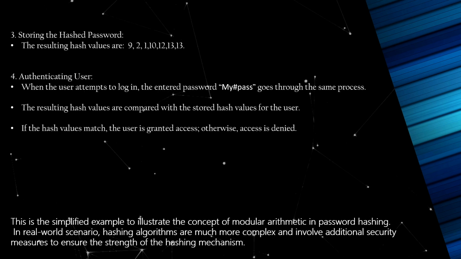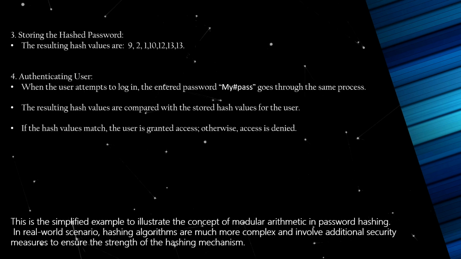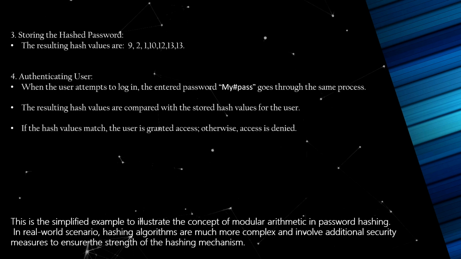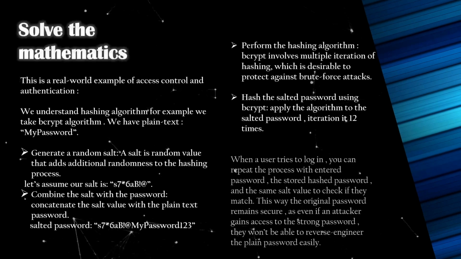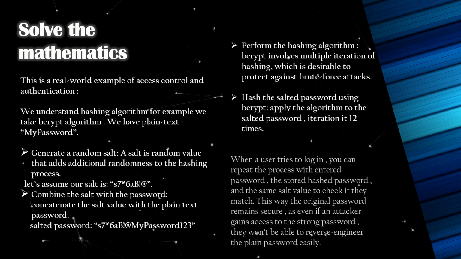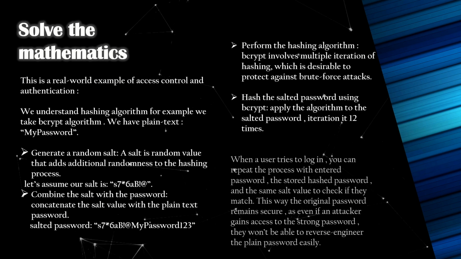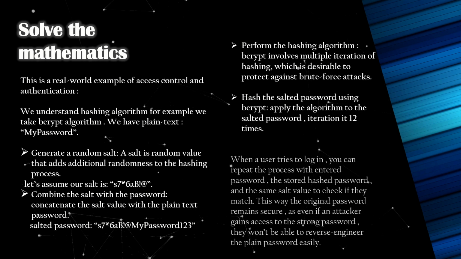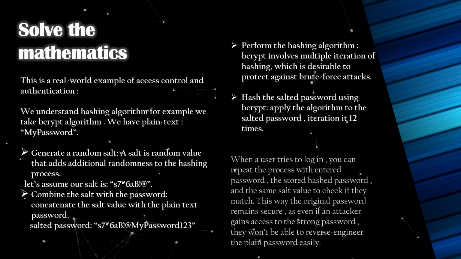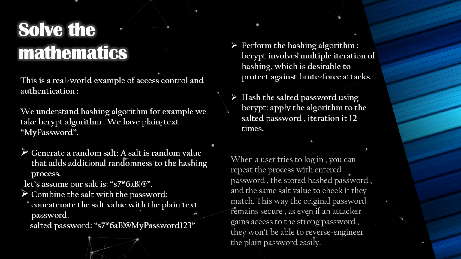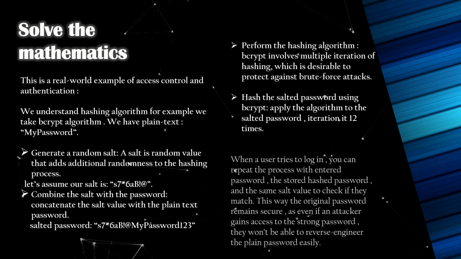In a real-world scenario, hashing algorithms are much more complex and involve additional security measures to ensure the strength of the hashing mechanism. Here is another example. This is a real-world example of access control and authentication. We use a hashing algorithm, for example the crypt algorithm. We have the plain text, my password.